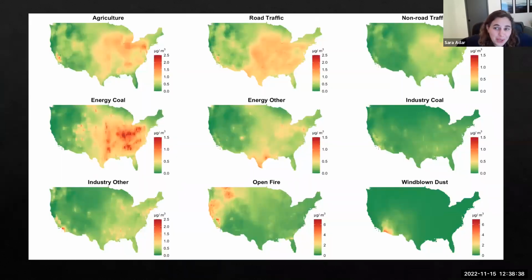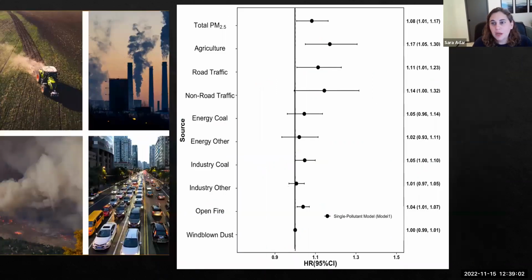This is a map of the concentrations by different source types in the United States. You can see that they're tracking differently in place. Many of them are overlapping, but there's also sort of key differences. Most notably, right, the windblown dust and open fires are really much more prevalent in the West, whereas many of the other sources you're seeing sort of in our region in the Midwest and going into the East.